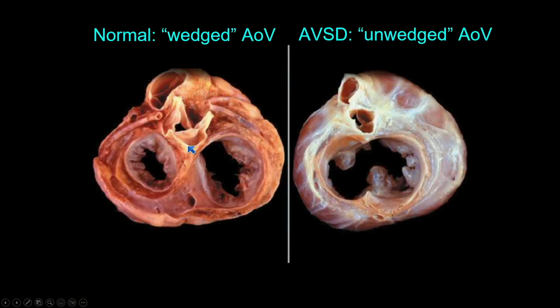And this is nicely shown in this pathology specimen: a normal heart with the aorta in the usual position, and here a common AV valve with one annulus, a single orifice, so it's a complete AVSD, but the aorta is unwedged. It's not at the normal position.